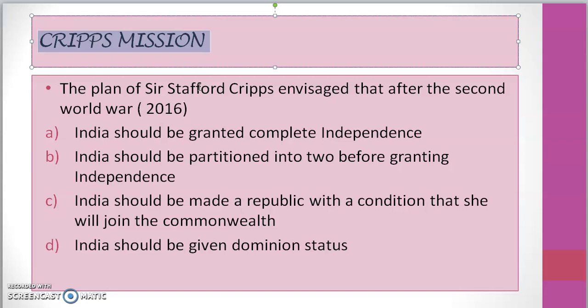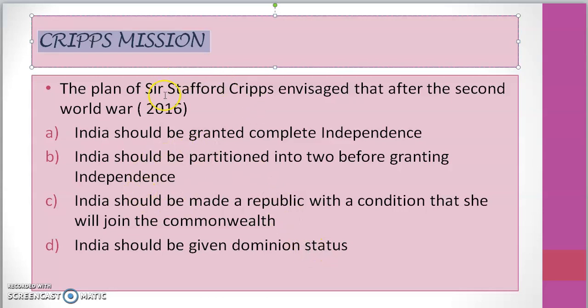The plan of Sir Stafford Cripps envisaged that after the Second World War, and this was asked in 2016: option A, India should be granted complete independence. Option B, India should be partitioned into two before granting independence. Option C, India should be made a republic with the condition that she will join the Commonwealth. And option D, India should be given dominion status.